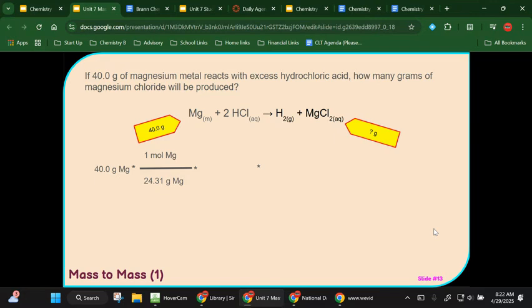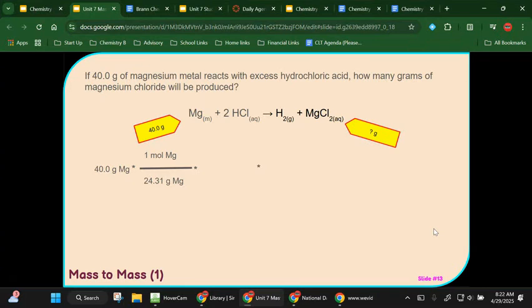Take what you're given, get it into moles. Step number 2, the molar ratio step. The molar ratio step relates what you are given to what you are looking for. Okay? What you are given to what you are looking for. By the way, I didn't point this out. Why is there a 2 in front of the HCl here? Okay, but why? To balance your chemical equation.